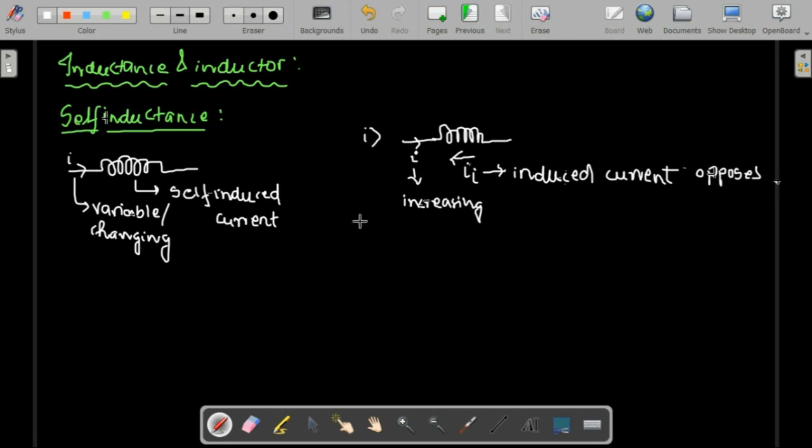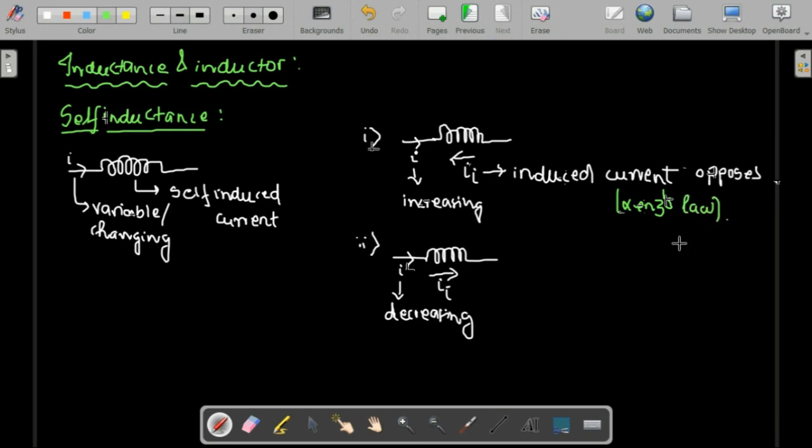Now what about current decreasing? Maybe the current is flowing in this direction, same thing, but this time the current is decreasing. Now if this is decreasing, then the induced EMF or induced current will try to increase it. It is flowing in this direction, it won't oppose it, it will try to increase the value. That's how we find out the direction of the current, and this is nothing but a consequence of Lenz's law.